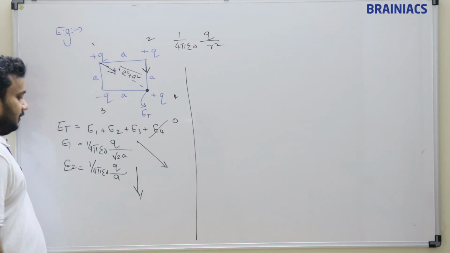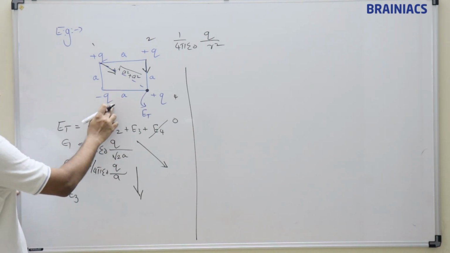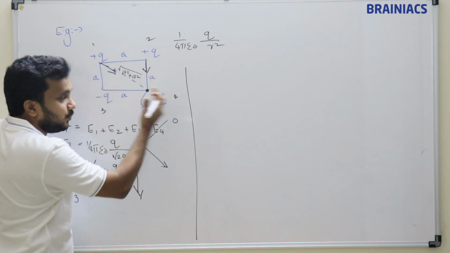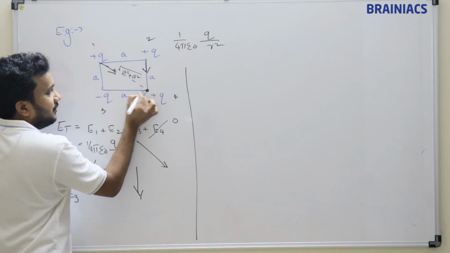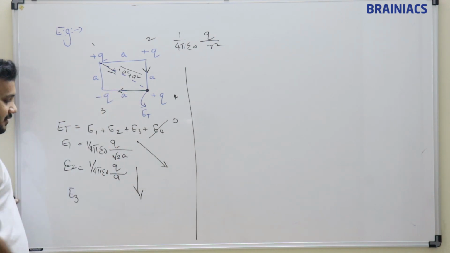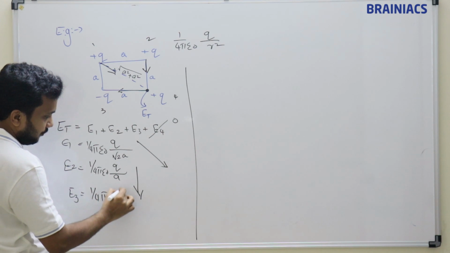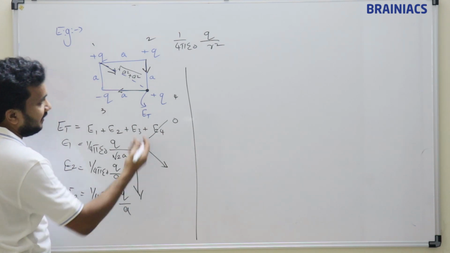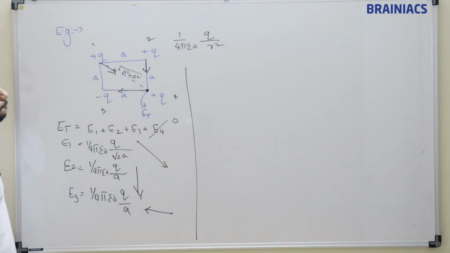Moving forward, what will be the electric field due to the third charge? This minus charge will attract, so it is an inward direction electric field. The electric field is like this. So E3 is 1 by 4 pi epsilon 0 Q divided by A square, and the direction is towards left. So this direction is like this.